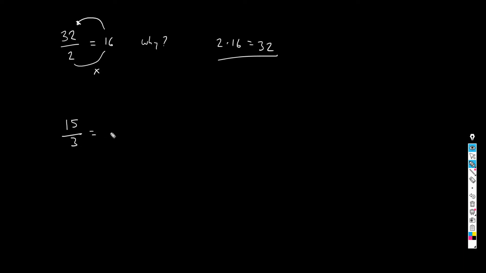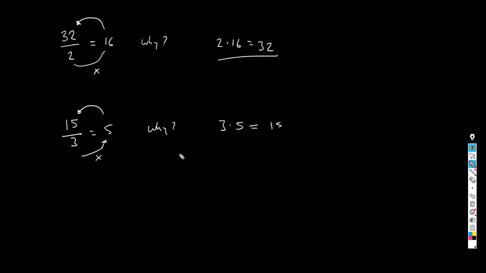15 over 3, what's going to be the result? Well, the result is whatever number such that 3 times x should give me 15, right? And so we know that that number should be 5, so that we get 15. You see, 3 times this number, which we know is 5, produces 15. So that's how you can think about division in terms of multiplication. You see, that's how it works.